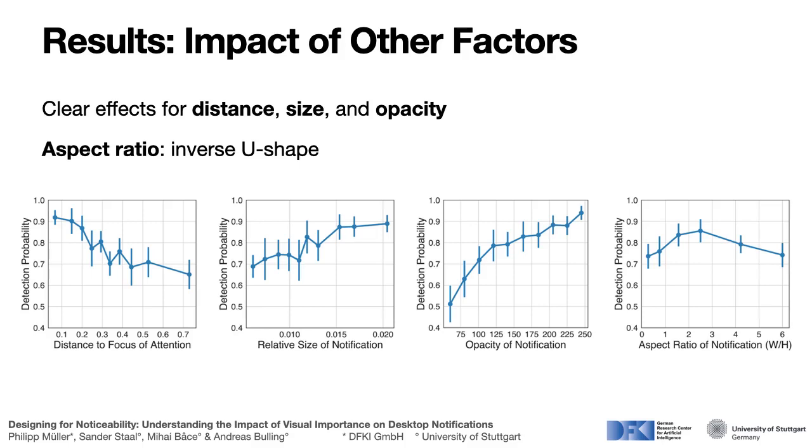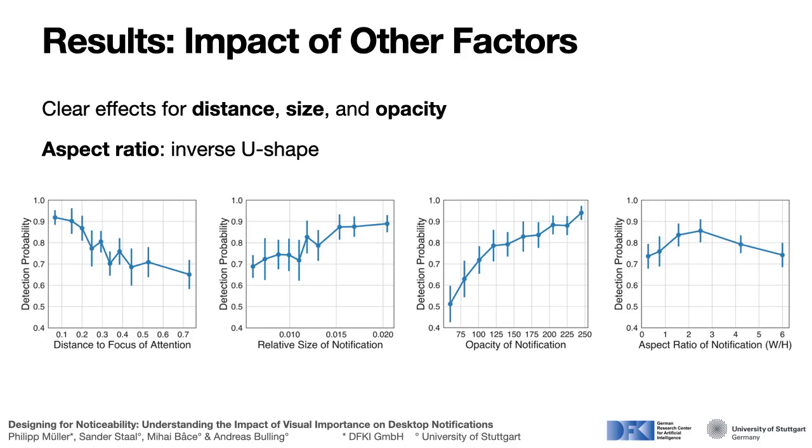In addition to effects of visual importance, we also saw clear effects for the distance of the notification to the user's current focus of attention, as well as the notification size and the notification's opacity. The closer a notification is to the user's focus of attention, the easier it is to detect the notification. Furthermore, larger notifications get noticed with a higher probability, and the same holds true for notifications with high opacity.